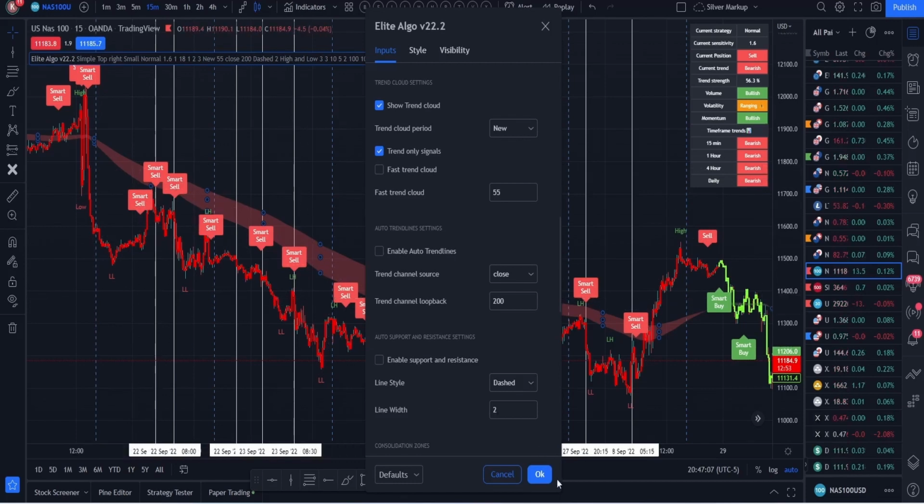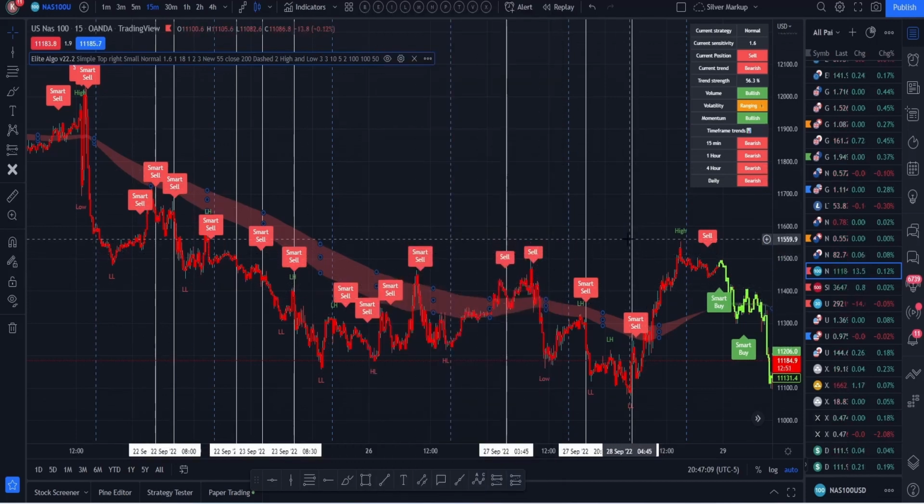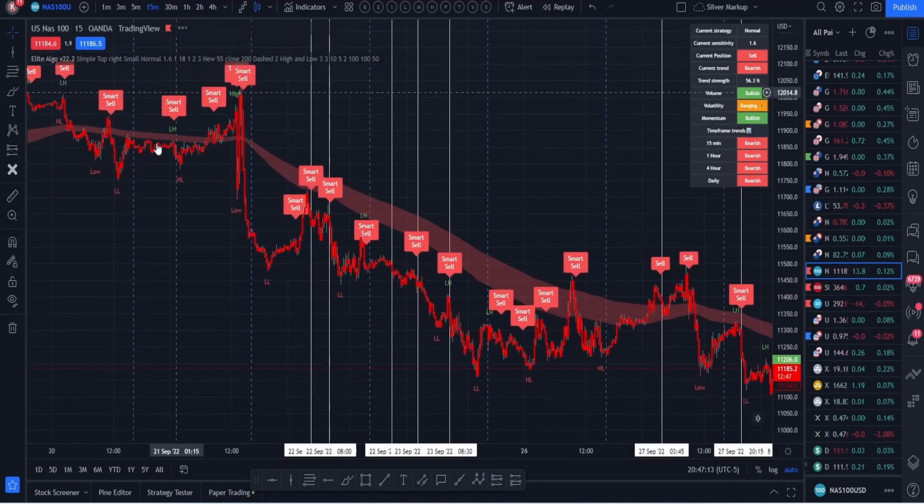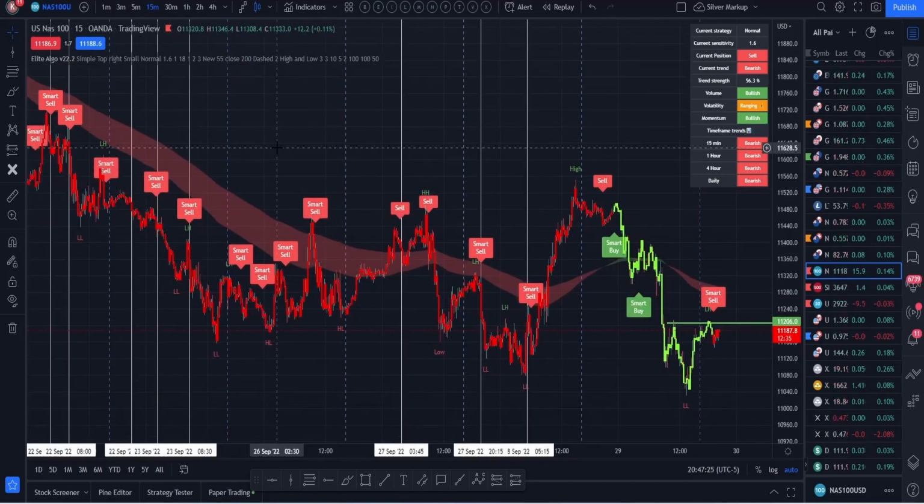If we go back, this looks very, very clean. So I know what the trend is. If I see a lower low and I see a sell signal, I might be getting a good area of selling. Very, very simple. That's what Elite Algo makes happen.